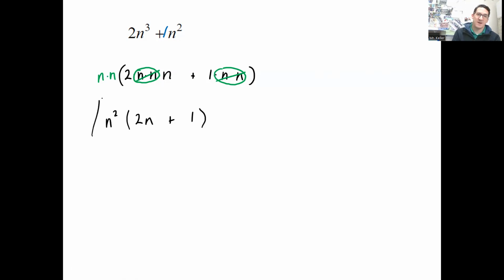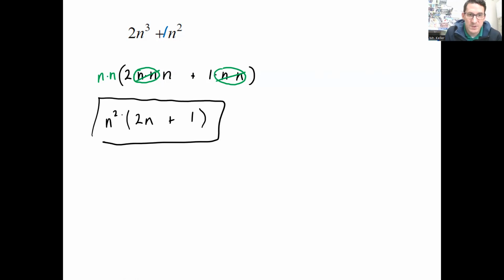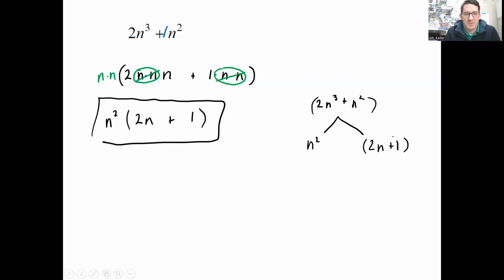So we have now factored that. And again, we undid the distribution property. If we were to distribute the n squared back in, n squared times 2n is 2n cubed, n squared times 1 is n squared. Right? So we are undoing the distribution property. We are splitting this quantity, the 2n cubed plus n squared, into two smaller quantities that multiply together to get the original. All right, so we are factoring it.